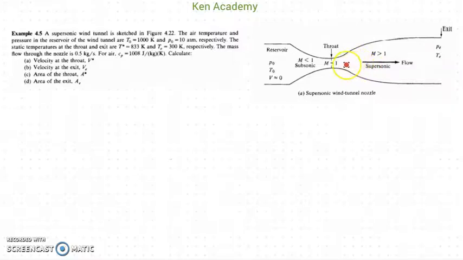So the problem is asking for us to solve for the velocity at the throat, and we know that the velocity of air in this region is equal to the speed of sound. So we are trying to solve for that value. What is the speed of sound in the given current conditions? And we are also looking for the velocity at the exit. We are also looking for the area of the throat and the area of the exit.